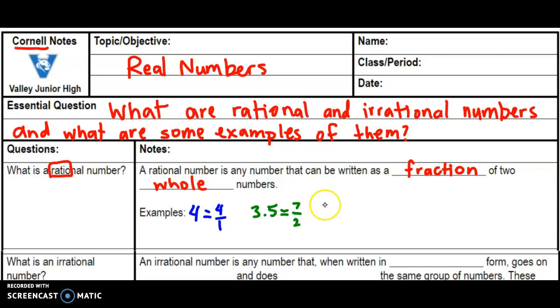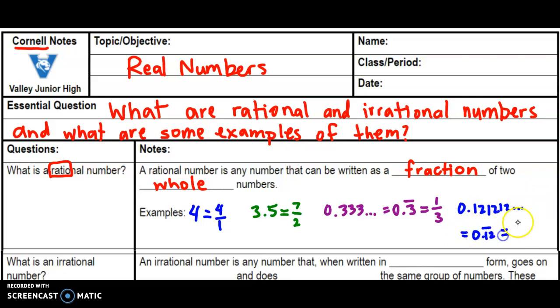Or we have 0.33333333, which is the same as 0.3 repeating. The bar over it means that it's repeating, and we can write it as 1/3, so it can be written as a fraction. Or like 0.121212, which is the same as 0.12 repeating, and that can be written as 6 over 50.